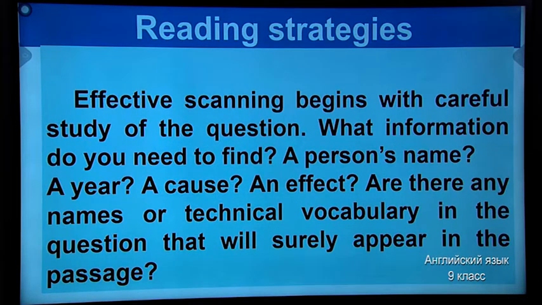Now, reading strategies. What does it mean, reading strategies? Effective scanning begins with careful study of the question. What information do you need to find? A person's name, a year, a cause, an effect. Are there any names or technical vocabulary in the question that will surely appear in the passage? So, dear pupils, what should you pay attention to? Of course, you should pay attention to a year, person's name, cause, and effect. Let's move.